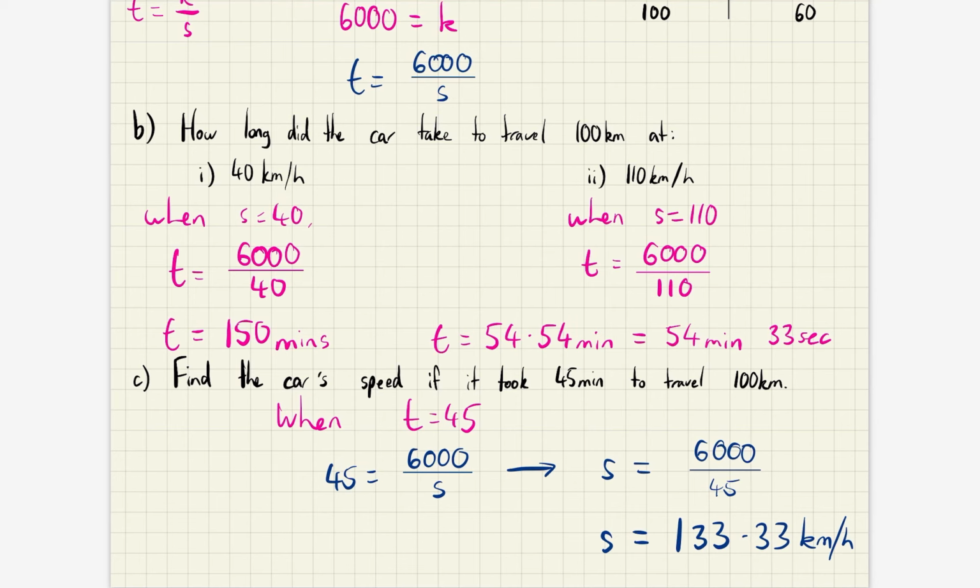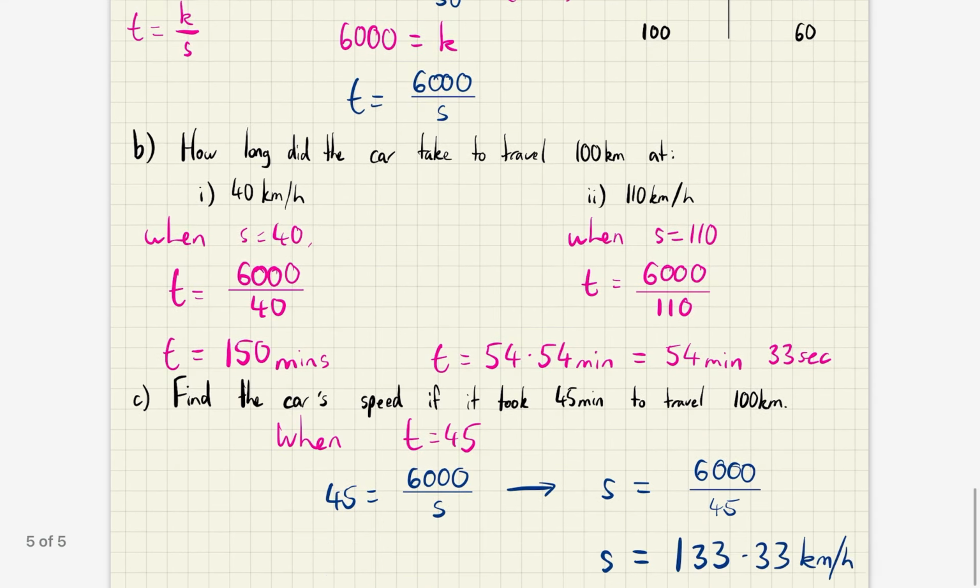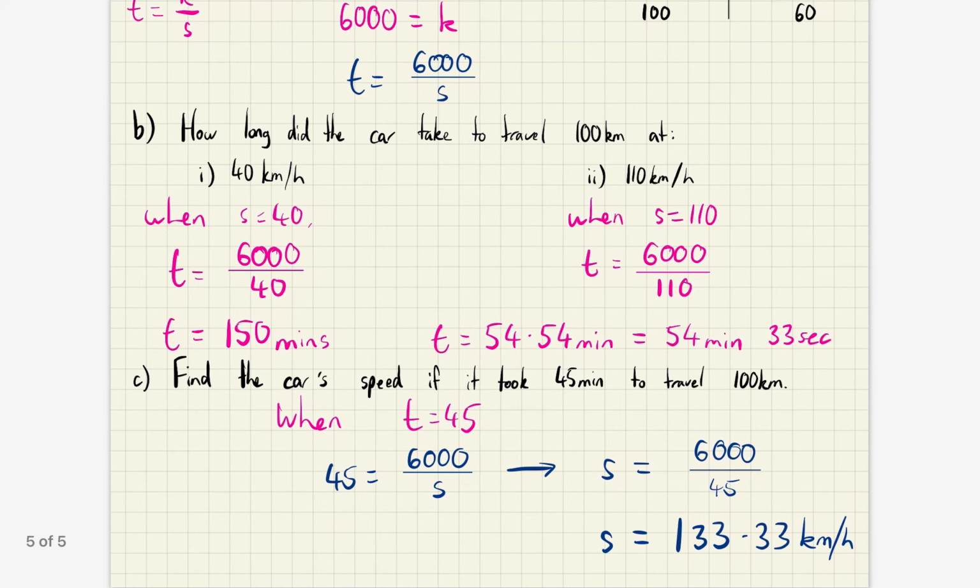Which, if you're going the speed limit in New South Wales, that's speeding. But anyway, I guess they were probably speeding. Maybe they were going faster, but they got booked. We never know.